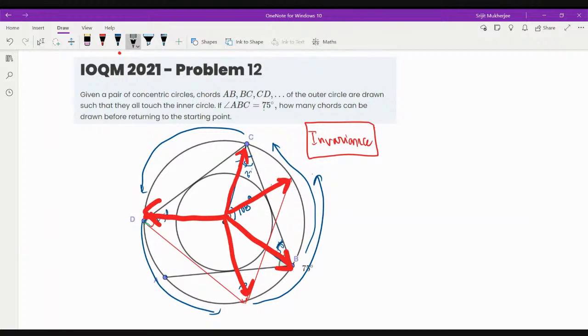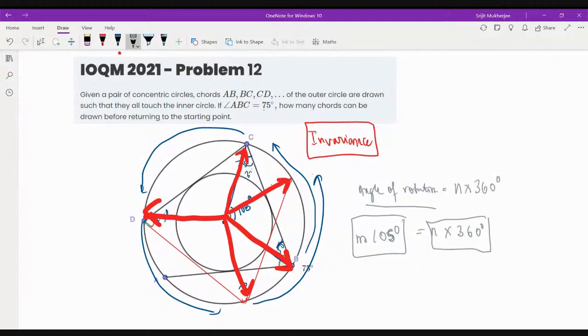When it comes back, the angle of rotation is some multiple, n times 360 degrees. It will come back only when the total angle of rotation is a multiple of 360 degrees. Every time it's rotating by 105 degrees, so we are trying to find the minimum number of rotations m such that this becomes a multiple of 360 degrees.